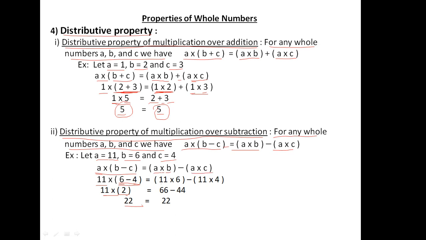Now the value of a is 11, the value of b is 6. When we solve it, it will come 66. Now again the value of a is 11, the value of c is 4. 11 × 4 will come 44. When we subtract 66 - 44 it will come 22, which means LHS and RHS both are equal.